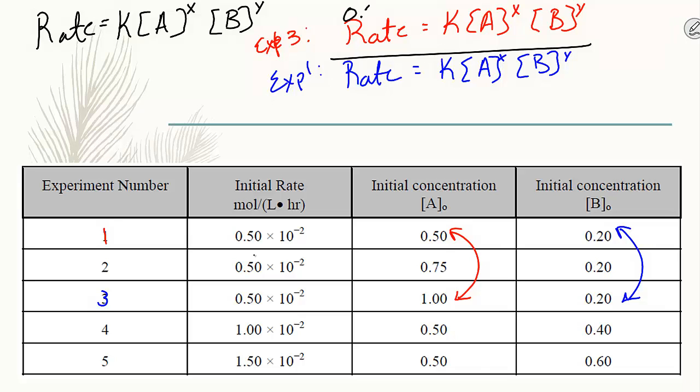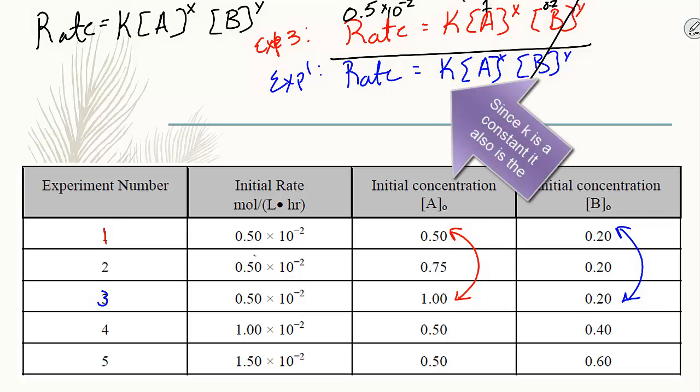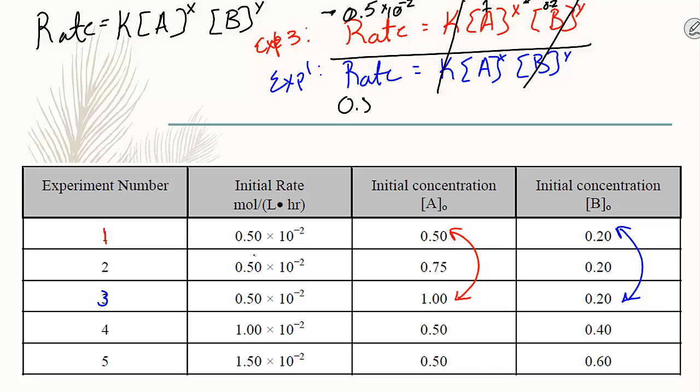So with experiment 3 as my numerator, I can begin putting in some values. The rate of experiment 3 is 0.5 times 10 to the minus second. The concentration of A in experiment 3 is 1, and the concentration of B is 0.2, but that's kind of irrelevant. 0.2 divided by 0.2, regardless of what it's raised to, is going to cancel out. And regardless of what the value of K ends up being, it also is going to cancel out. In experiment 1, the rate is 0.5 times 10 to the minus second, and the concentration is 0.5.